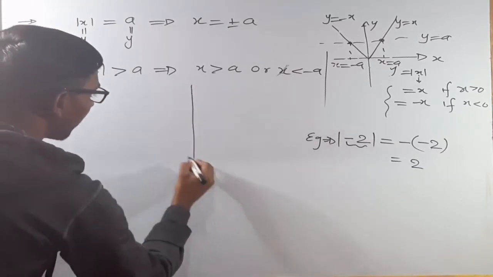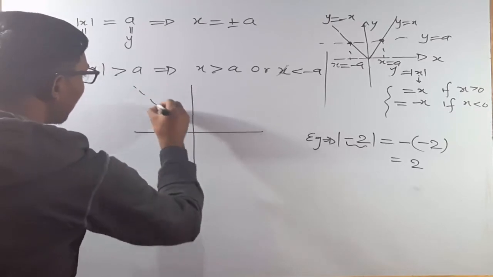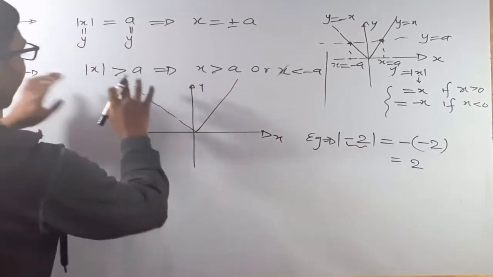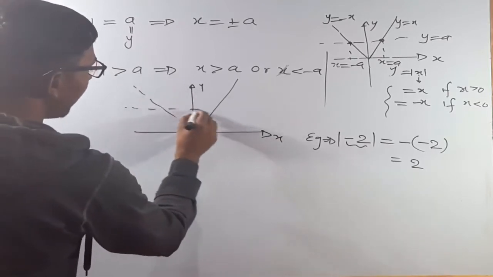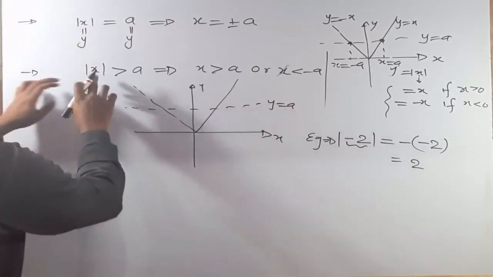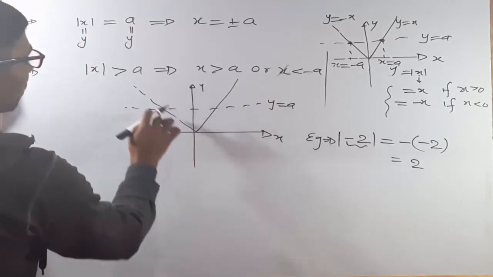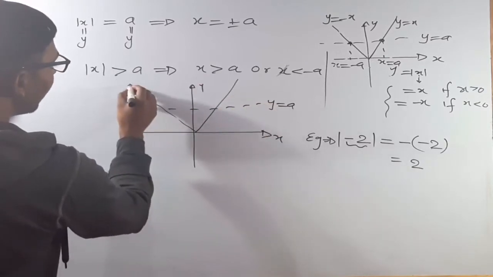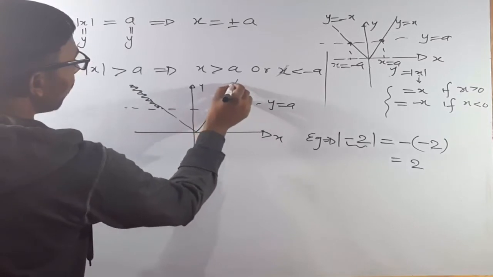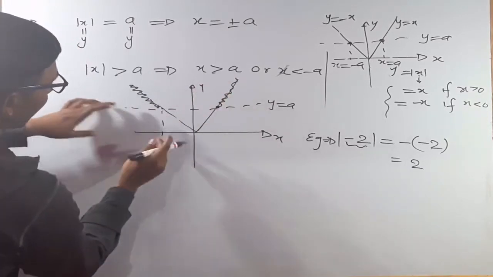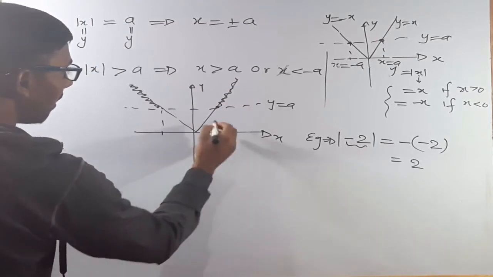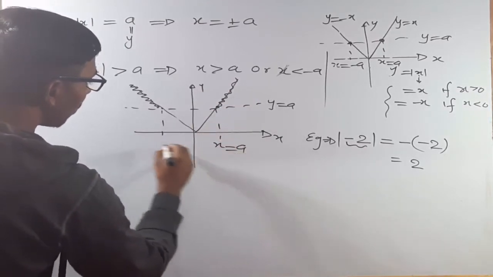I'm going to draw the graph of this modulus function again. This is the graph of the modulus function. This is the y-axis, this is the x-axis. Here I'm saying a, so a is somewhere. It may be possible that a is here. This is the y equals a line. So this modulus function is greater than a, that means we are focusing only on this portion. For this portion, I'm saying that for x equal to a, x equal to minus a.